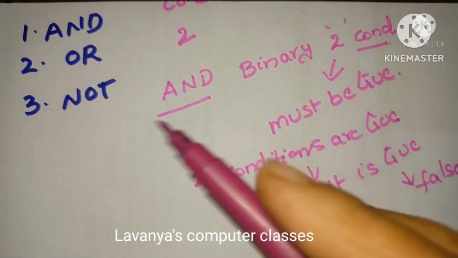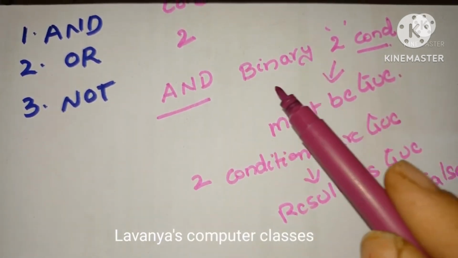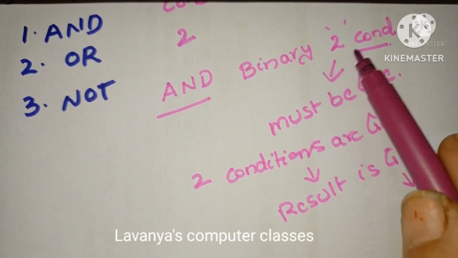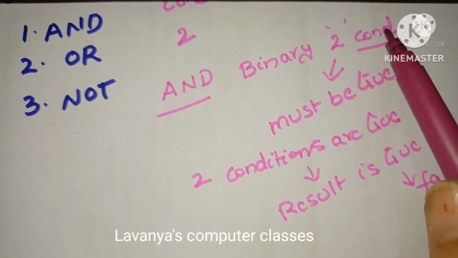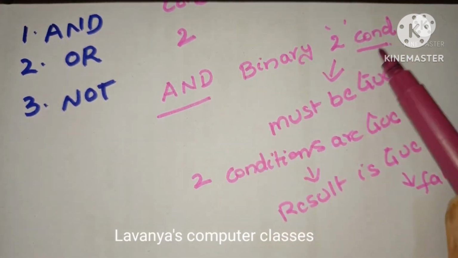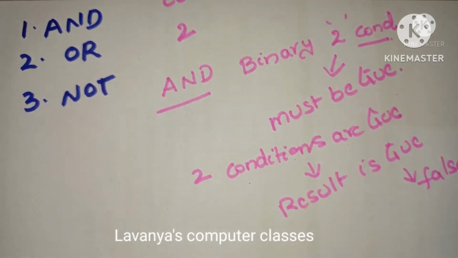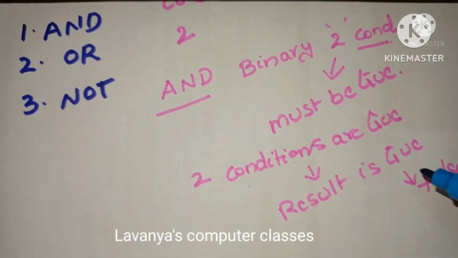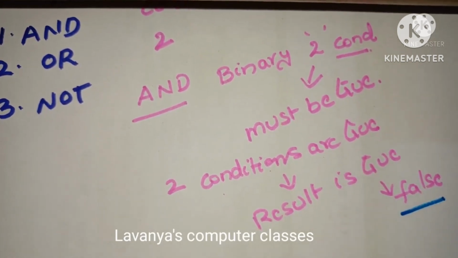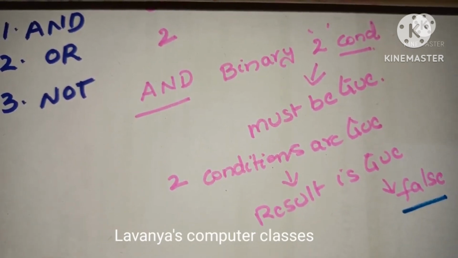Remember it. What is the AND operator? AND is a logical operator in C language. It is a binary operator. Binary operator means it is used between 2 conditions. Anytime you are using the AND operator between 2 conditions, both conditions must be true. If any one condition is false, automatically the total result is false. So now I'll go for the truth table for the AND operator.